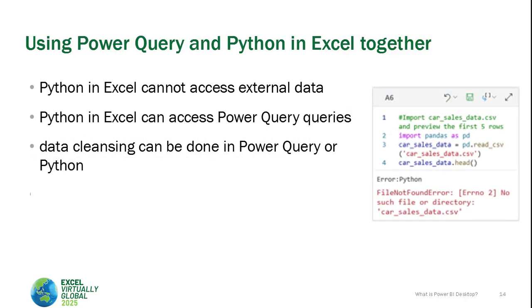If you try to use Python and Excel to link directly to external data, that is external to the current workbook, then you will encounter errors. We've got an example of one of the errors that you could encounter on the right-hand side here, where the file isn't found, even though it actually does exist in the same directory as your workbook. However, Python and Excel can access Power Query queries, and they can access external data. So that's how you link Python and Excel to external data. Then you can do your data cleansing either using the Power Query facilities or using Python, or a mixture of both. So let's have a look at that.